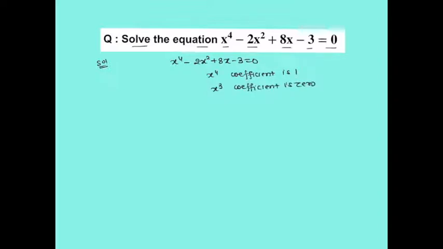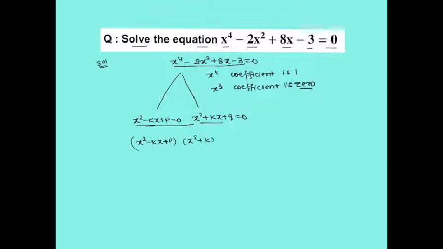0. So we can write this equation as two quadratic factors: x^2 - kx + p = 0 and x^2 + kx + q = 0. Now if I multiply these two factors, we should get this equation. So we multiply (x^2 - kx + p)(x^2 + kx + q) = 0.